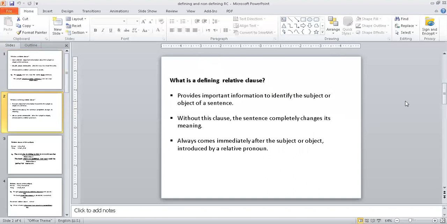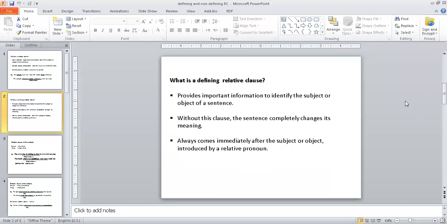اوكي، خلينا هلا نشرح انواع relative clauses. عندنا نوعين defining and non-defining. What is a defining relative clause؟ بدنا نعرف هلا شو defining relative clause مع أمثلة. A defining relative clause provides important information to identify the subject or object of a sentence.